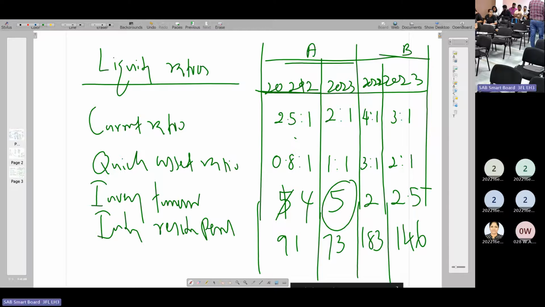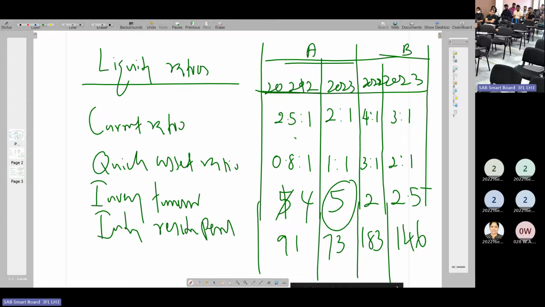Big companies are trying to move those inventories. If the inventory has been sitting for 183 days, then you should sell it. That is the purpose of doing a business. We need to promote our business and we need to sell it.